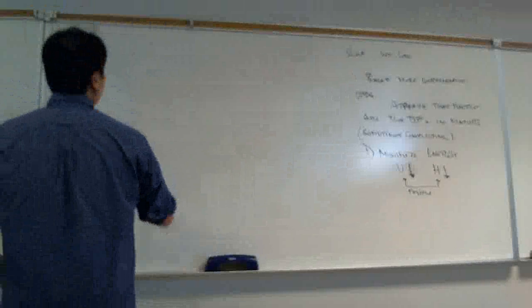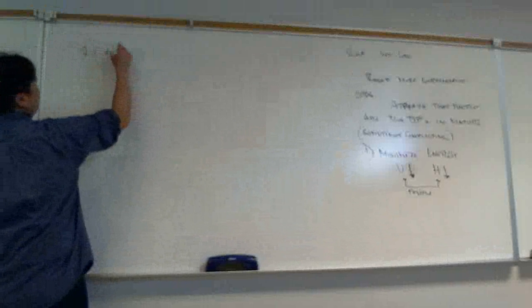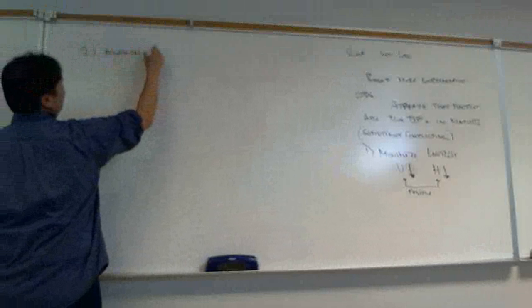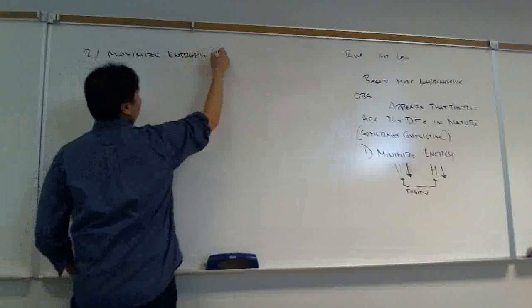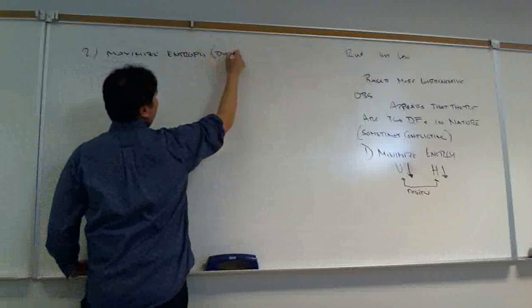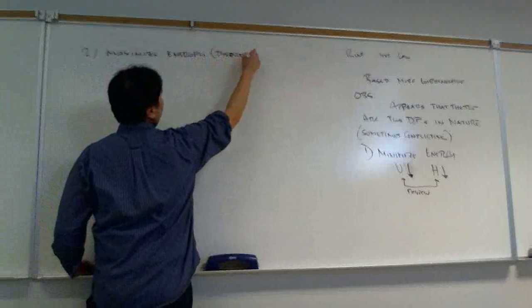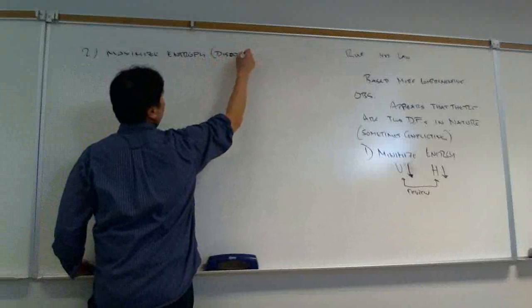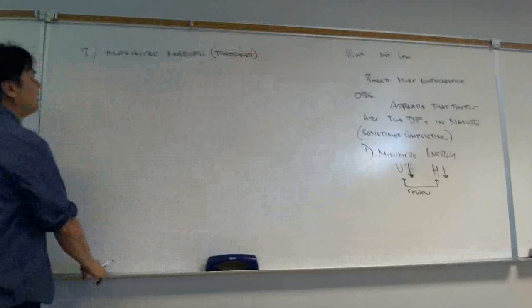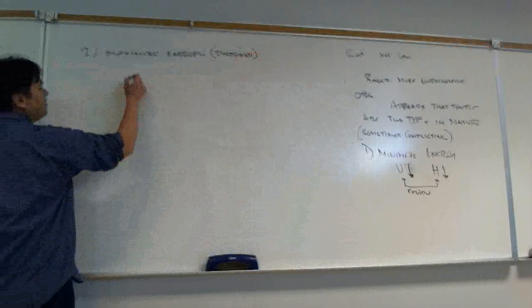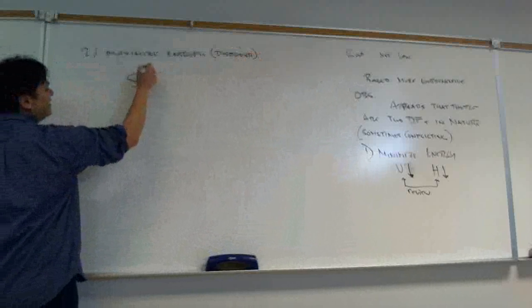All right. The other one is we want to maximize entropy. Entropy is the disorder in the system. Not just the system, but everything. We want to maximize entropy. Entropy is given the symbol S, so we want S to increase.